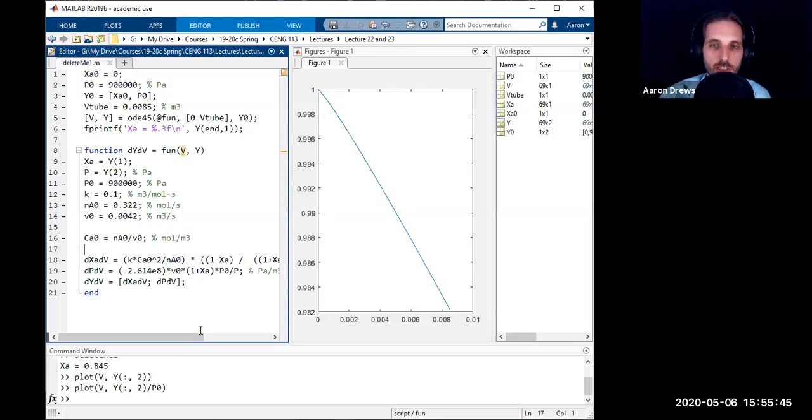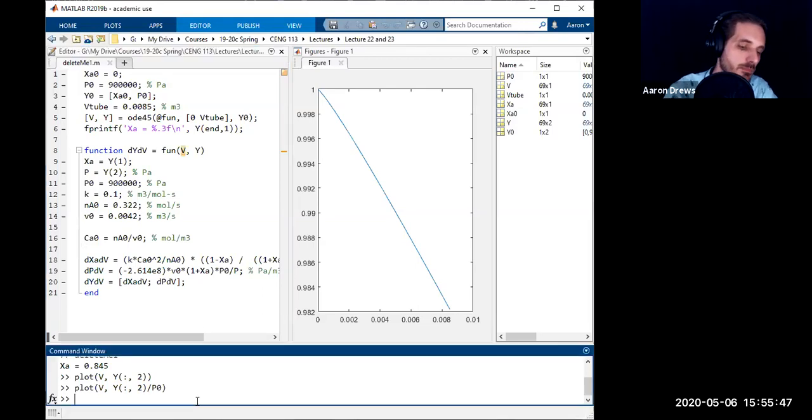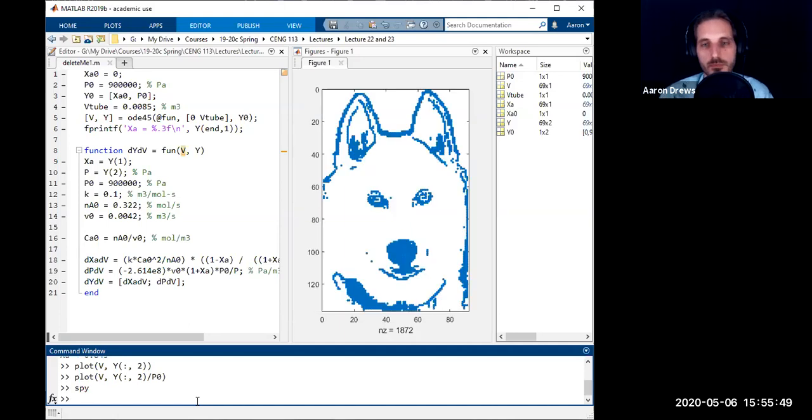You guys ever seen the dog in MATLAB? I think there's a pouty girl too.